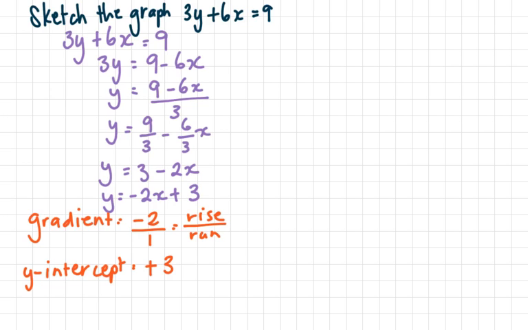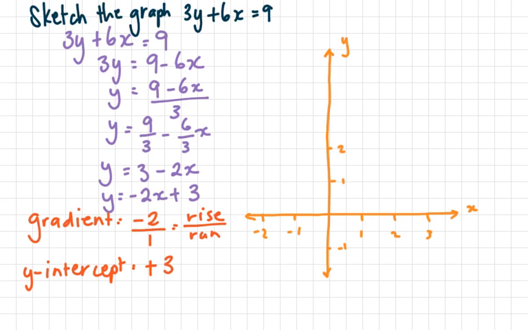So the first step will be to draw in our axes. We're going to make sure we label them. We've got 1, 2, 3, negative 1, negative 2. Here, 1, 2, 3, and 4. Okay, so our first step is to plot down our y-intercept, which is at plus 3.